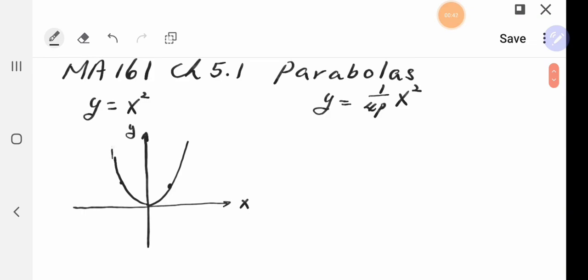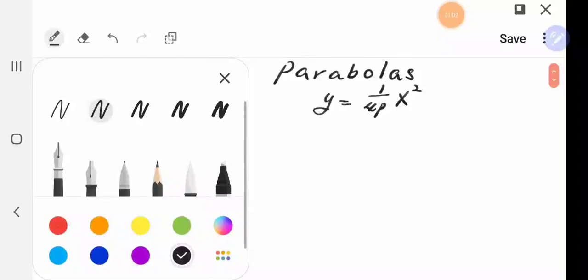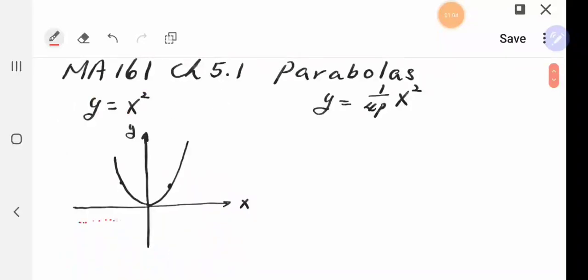And then in this case there's a very important concept: there is a focus somewhere inside, above the vertex if it opens upward, and there is a directrix. We call it the directrix. Let me draw a horizontal line. So actually the graph is this.